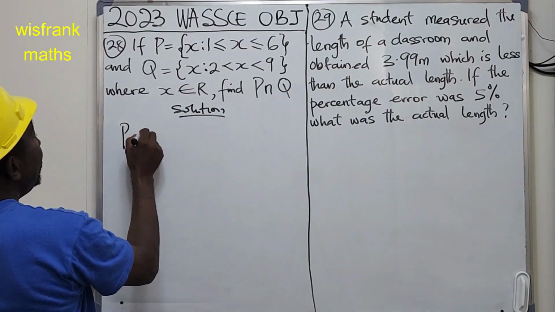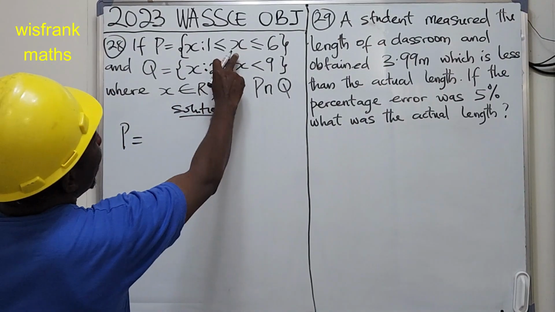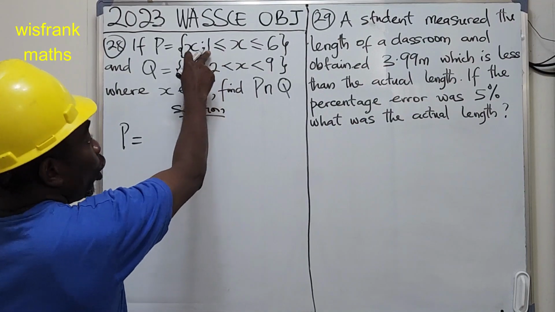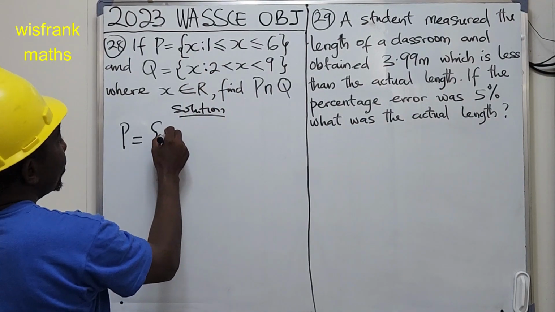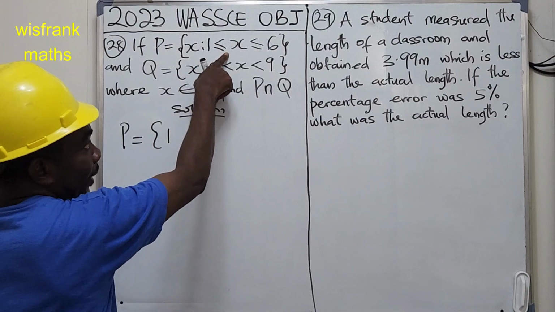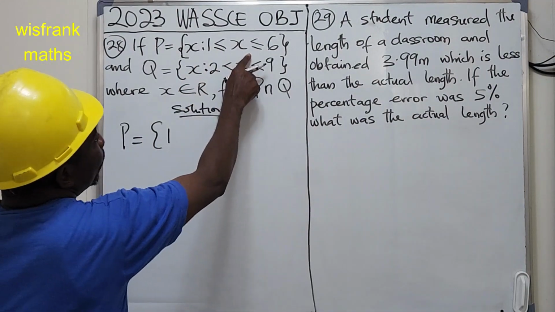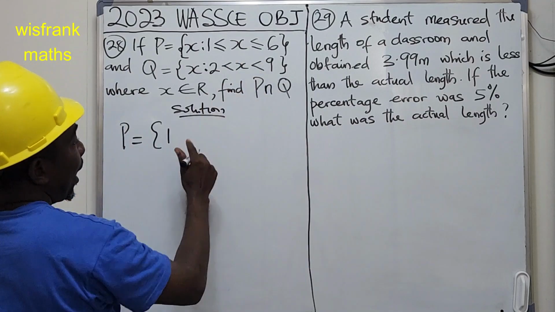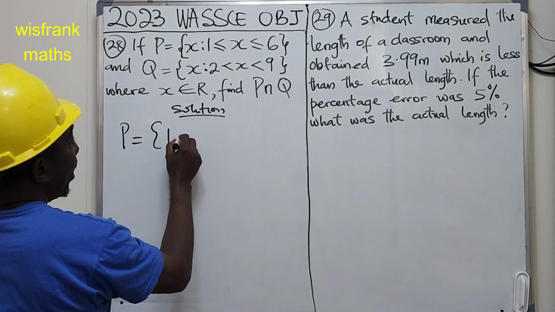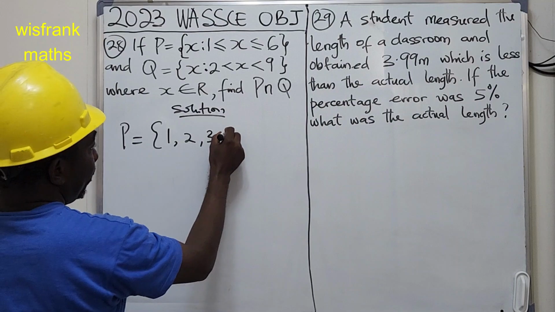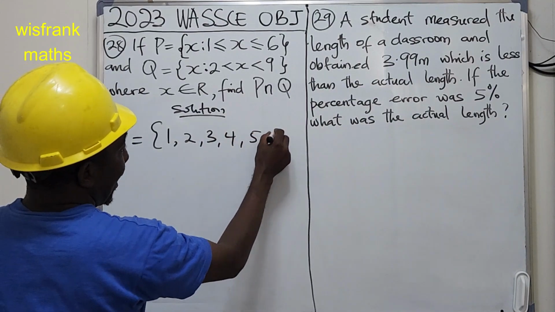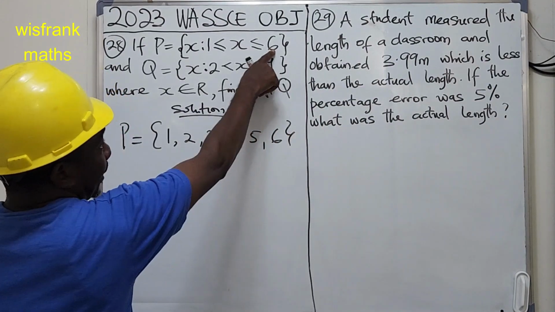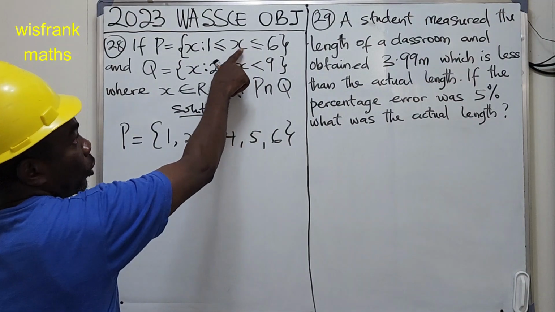So the elements in p: here we have x greater than or equal to 1. That means x will start from 1 because it is greater than or equal to 1. And also 6 is greater than or equal to x, and 6 is inclusive. So we have 1, 2, 3, 4, 5, and 6.